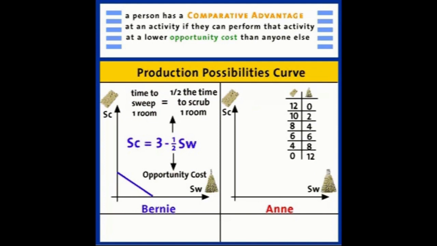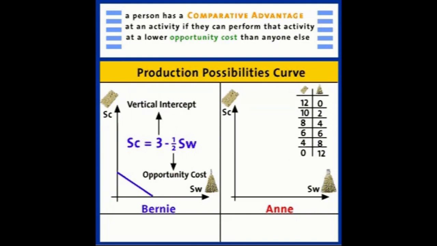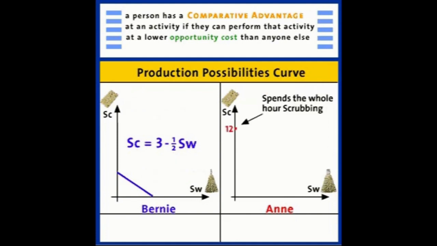Well, let's start. If Ann does no sweeping and all scrubbing, then she can scrub 12 rooms. So let's put a dot here in her curve that represents 12 rooms worth of scrubbing and 0 rooms worth of sweeping. If she decides that she wants to do a little bit of sweeping, every time she wants to sweep an additional room, she has to give up a room worth of scrubbing. So that gives us combinations like 10 and 2 and 8 and 4 and so forth. And we get these points all the way down the curve.